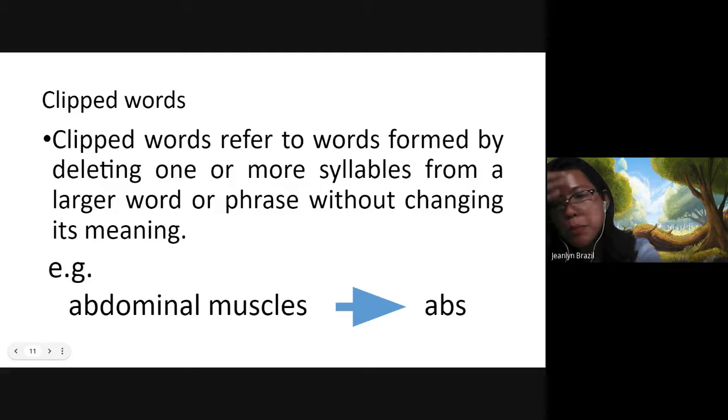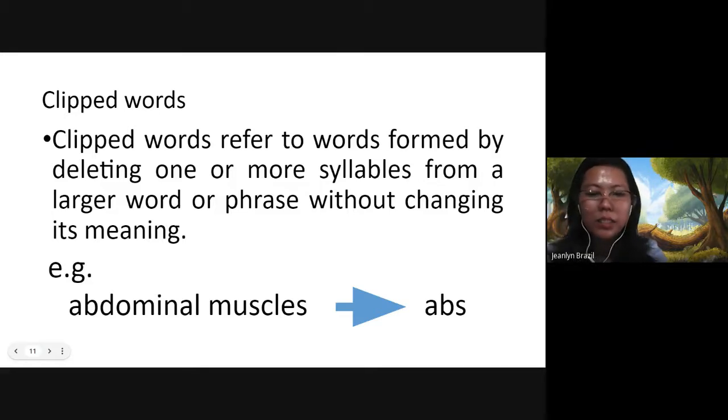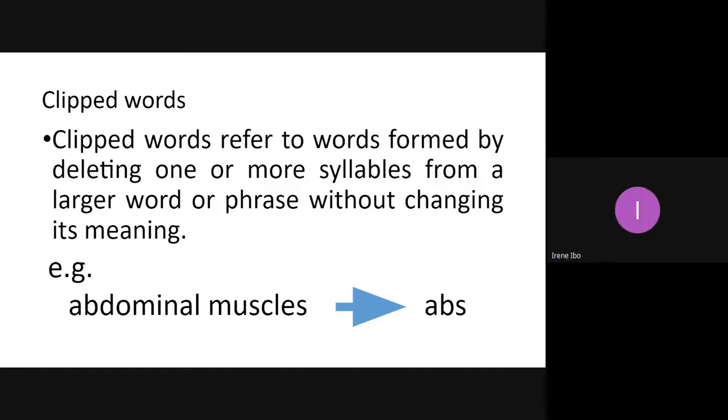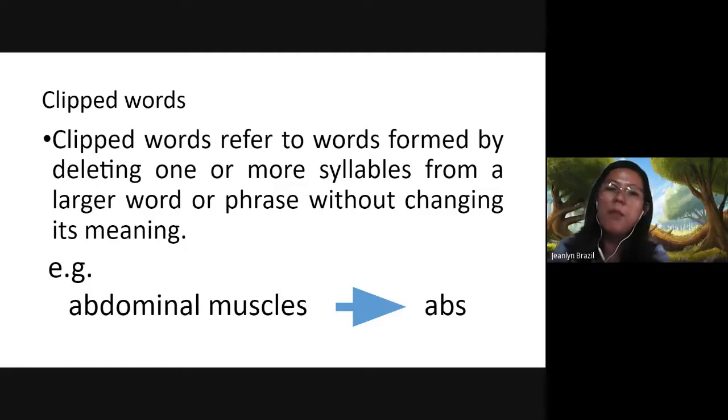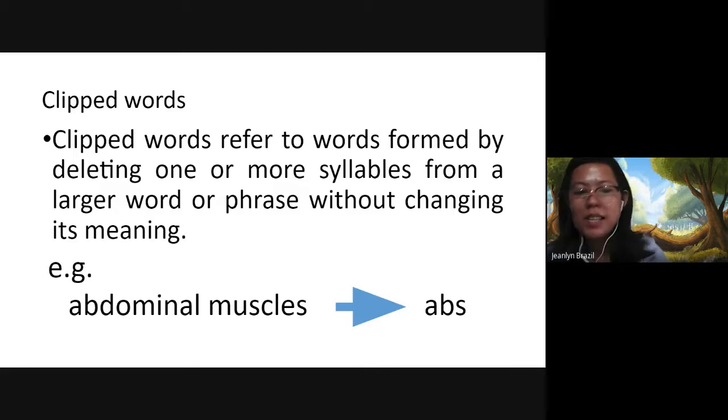Sige, let's try Precious. Abdominal muscle. So, we remove, that's correct, we remove abdominal muscles or abdominal muscle. So, it forms abs.